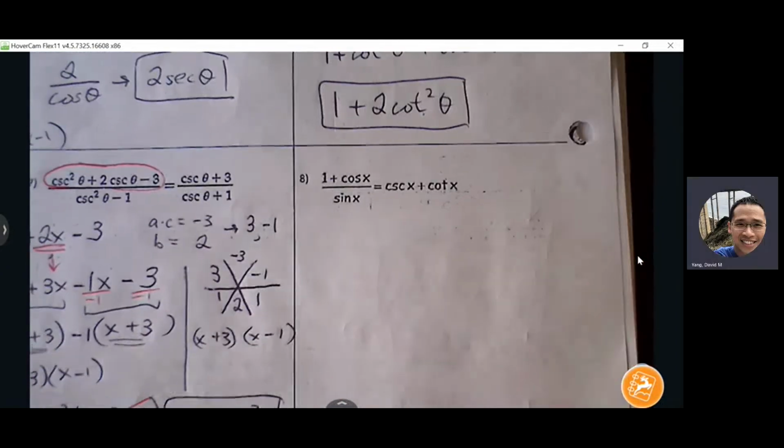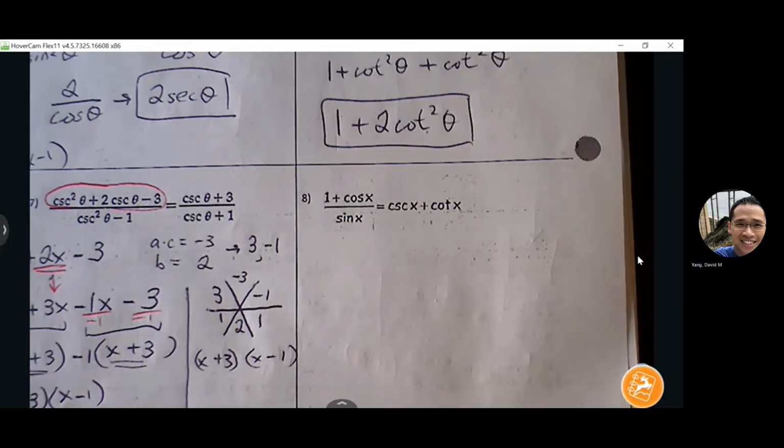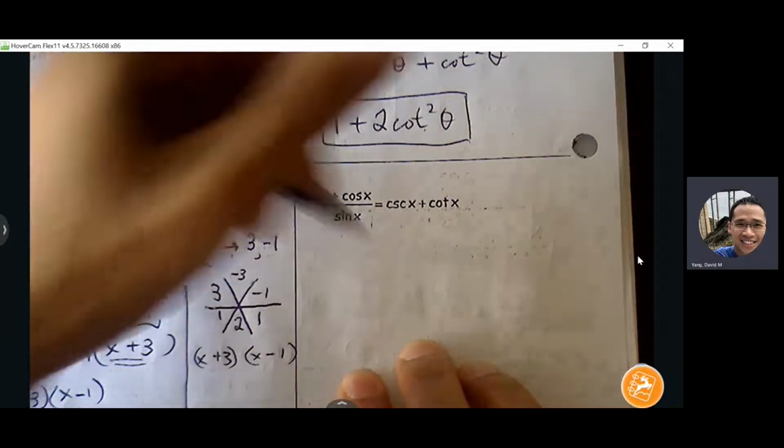Okay, number 8. Did we see this problem already? No, I haven't. But this is easy, right? What can we do here? Yeah, split it up.